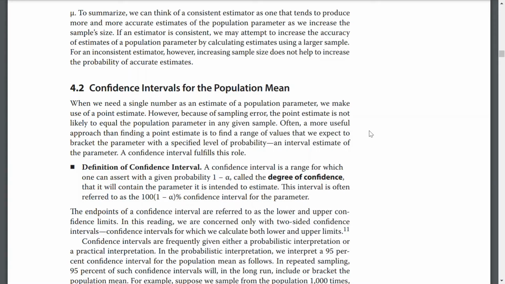Often a more useful approach than finding a point estimate is to find a range of values that we expect to bracket the parameter with a specific level of probability. An interval estimate of the parameter, a confidence interval, fulfills this role. Definition of confidence interval.